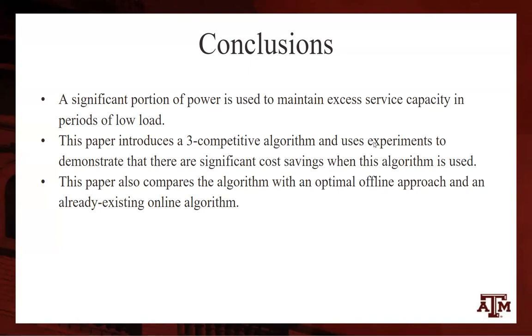And it also analyzes cost savings when multiple parameters are altered, such as energy costs, switching costs, and the peak to mean ratio. And it finds that there is a significant increase in the percentage of cost savings when this algorithm is used, especially in comparison with RHC. And it is also observed that its performance comes close to the optimal offline approach. And as discussed earlier, it's a three competitive algorithm when compared to the optimal algorithm.